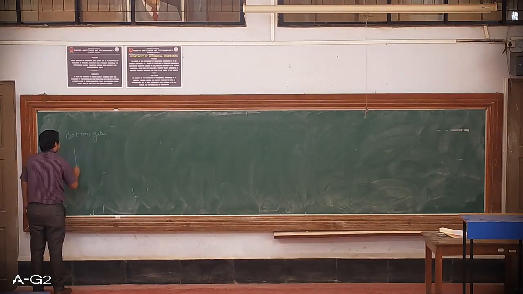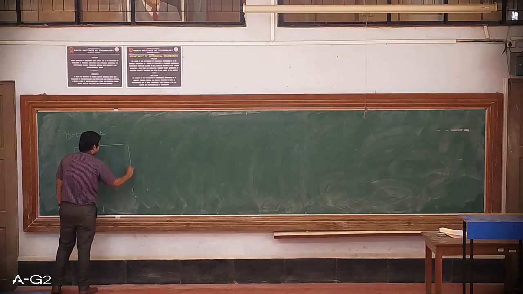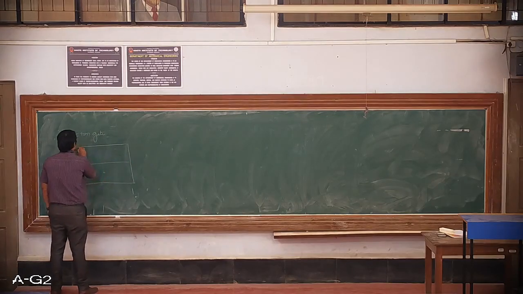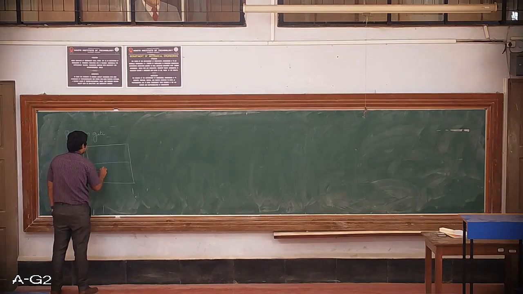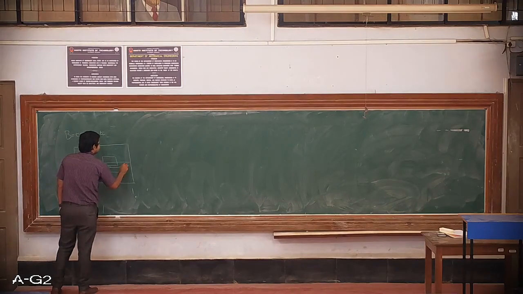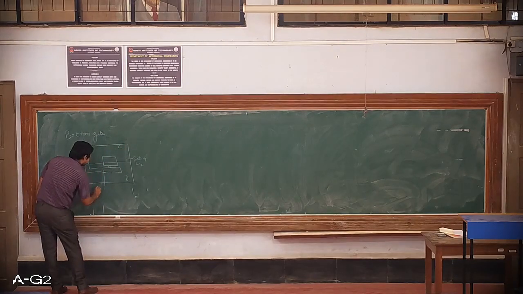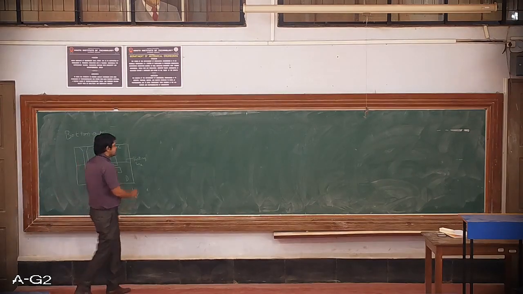Here the gating system lies below the parting line, that is in the drag part. So here you can see this. Here this is the parting line. This is cope, this is the drag, and here we have runner. So this is one type.